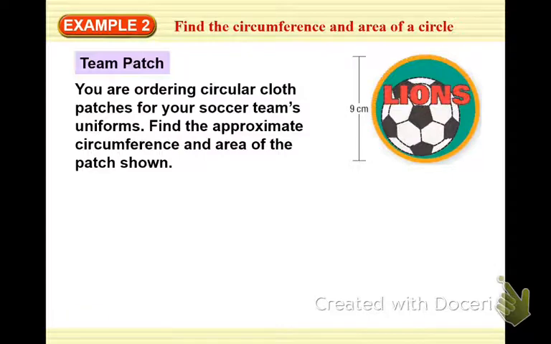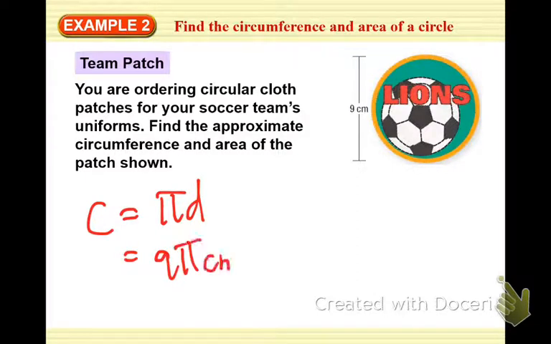Soccer ball or soccer patch for your soccer uniform. Find the approximate circumference and area of the patch. Okay, so which circumference formula are we going to use here? Yeah, we're given the diameter, so we'll use C equals pi d. So that's going to be 9 pi centimeters is my circumference.